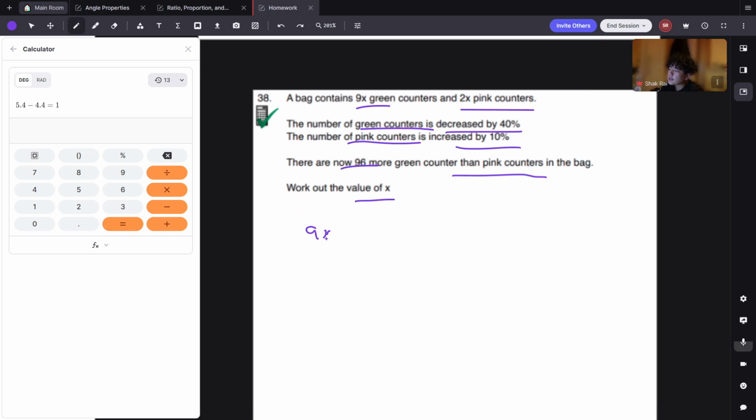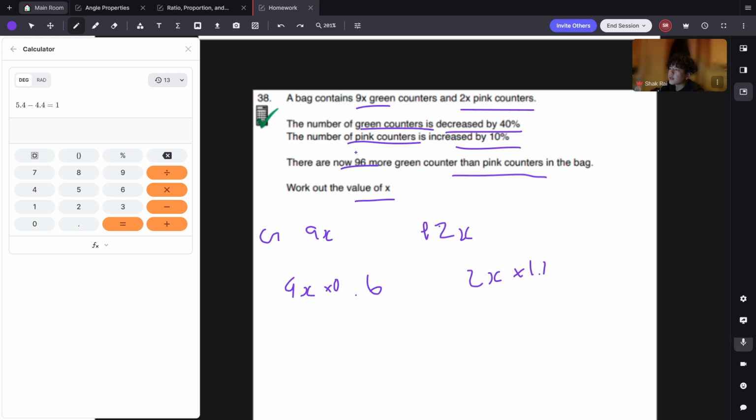So 9x to 2x is a ratio of green. Oh, wait, it's not the ratio, but there's 9x counters. Green has 9x counters and pink has 2x counters. We're told that the green counters decrease by 40%. Decreasing by 40% is the same as multiplying by 0.6. The pink counters increase by 10%. That's the same as 2x multiplied by 1.1.